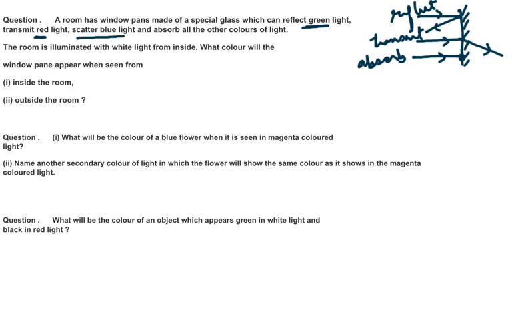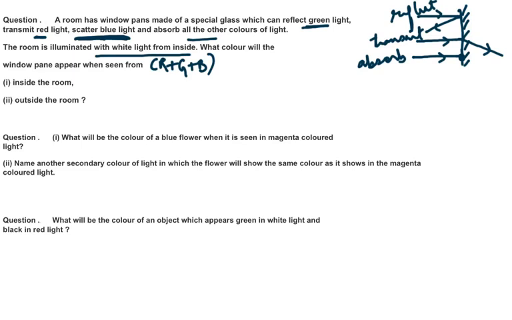Scatter blue light. Scattering is another process, but in scattering, this light is not going to be transmitted, it is going to stay inside the room. Okay, and all the other colors are absorbed. Fine, so they are not going to stay inside the room, and neither are they going to go outside the room. Fine, so this is illuminated with white light from the inside. White light is having red, green and blue.